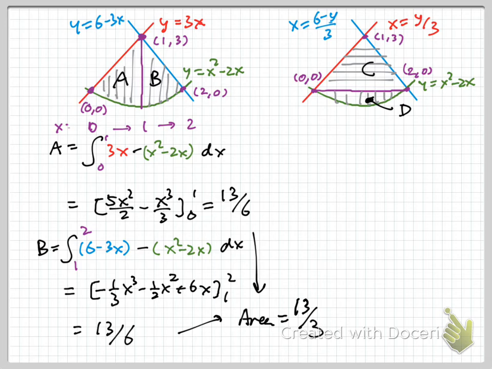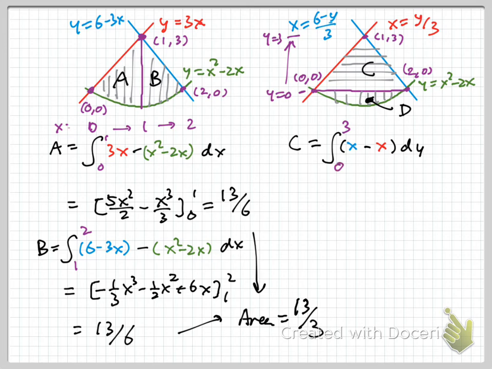Let's see whether we will arrive at the same answer on the right-hand side. On the right-hand side, we have C and D. For C, I want to do it with horizontal slicing. So part C will be the blue x subtract the red x, and then integrate with respect to y. The boundary for y will be from 0 all the way to y equals 3.